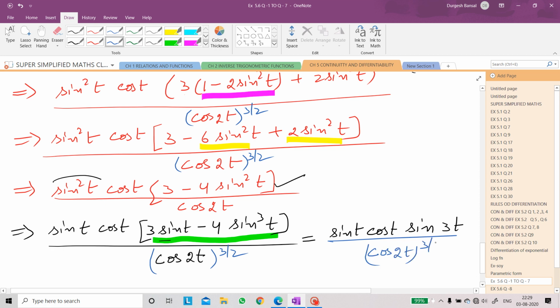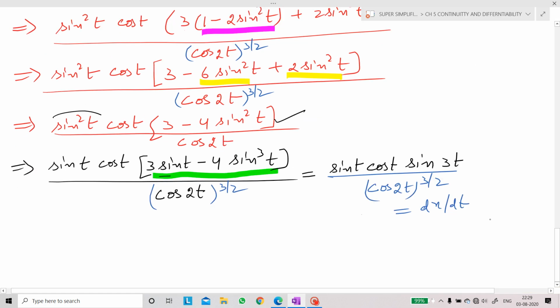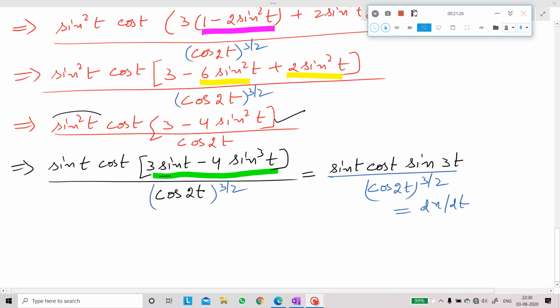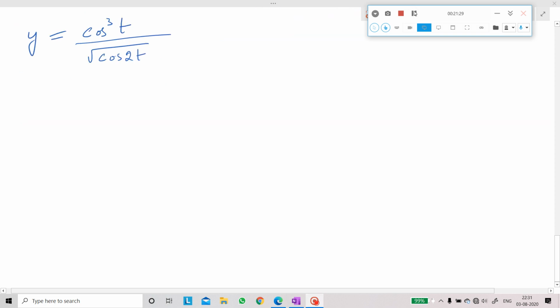This expression is the expression of dx by dt. Similarly, we can find out the expression for dy by dt. So let us see what is the expression for y and we differentiate. Now let us start differentiating the expression for y, which is cos cube t upon square root of cos 2t, and differentiating both sides with respect to t.